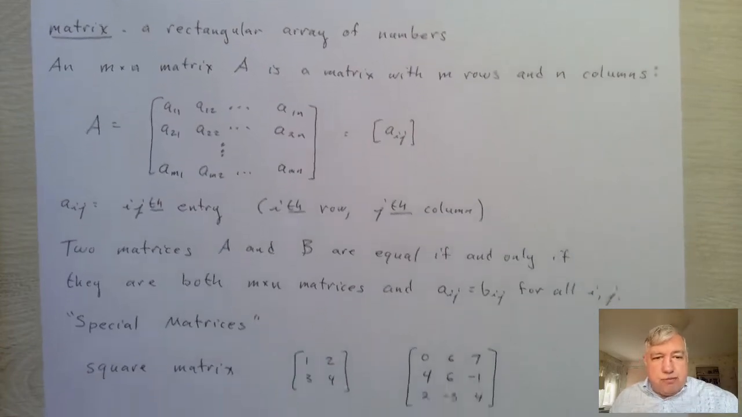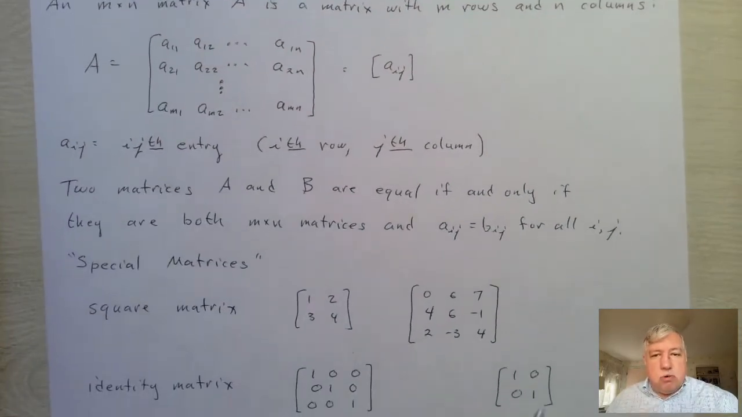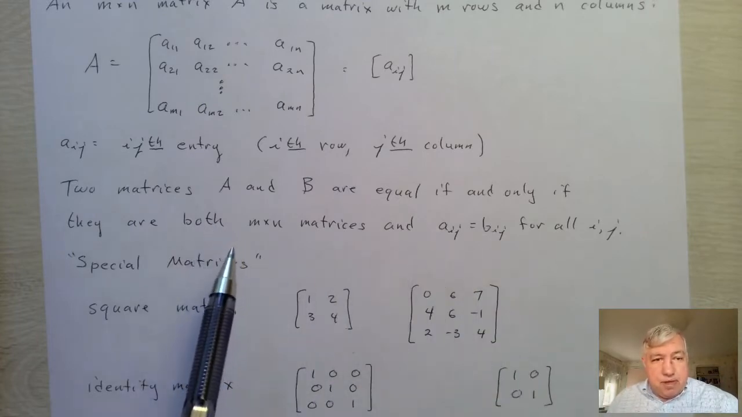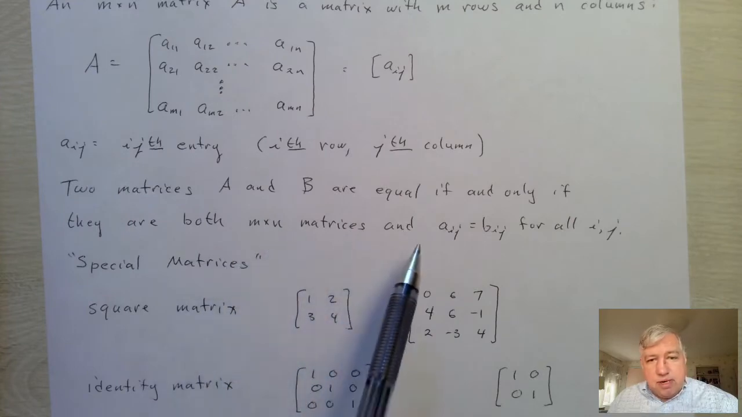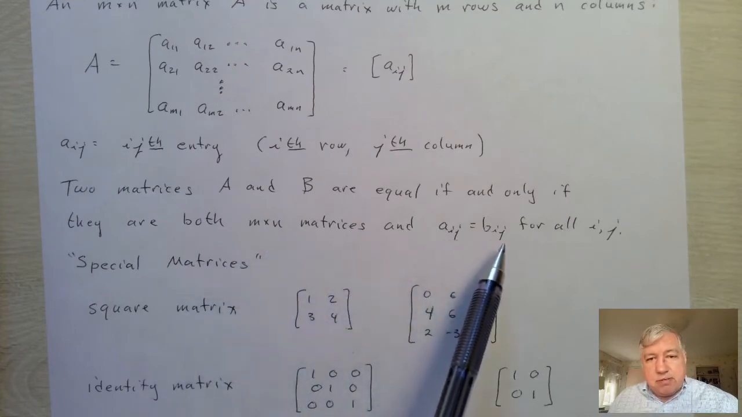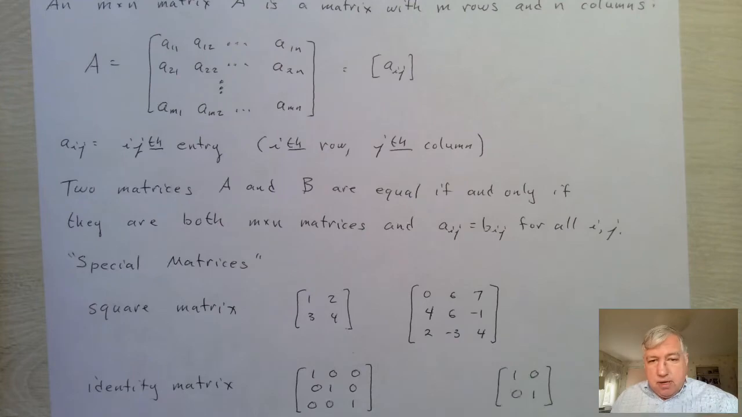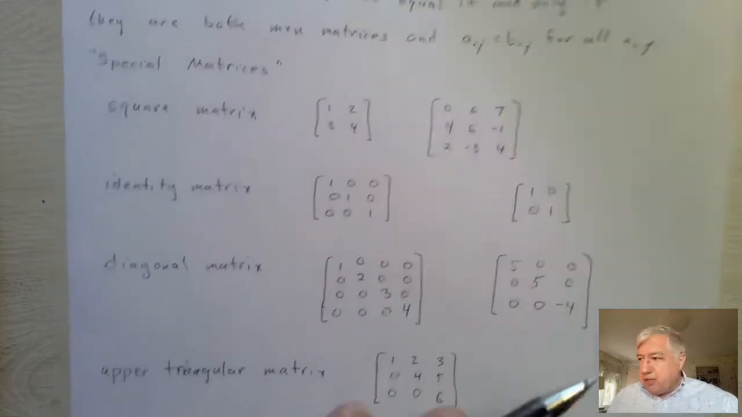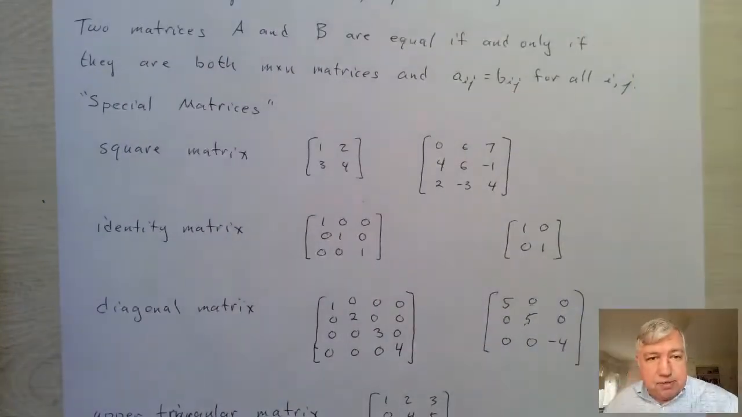Two matrices are equal only if they're the same dimension and all the corresponding entries are the same. So that means if they're both m by n matrices and A sub ij equals B sub ij for all i, j. And then there are some special, quote-unquote, special matrices.